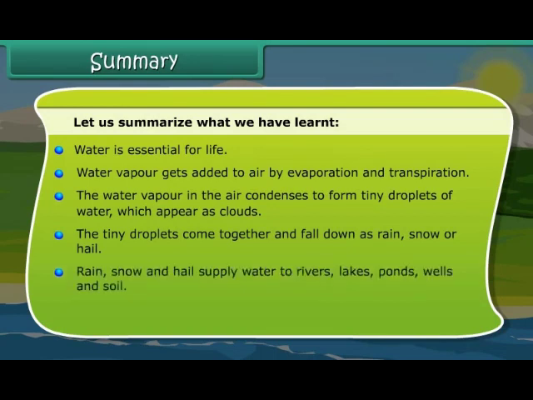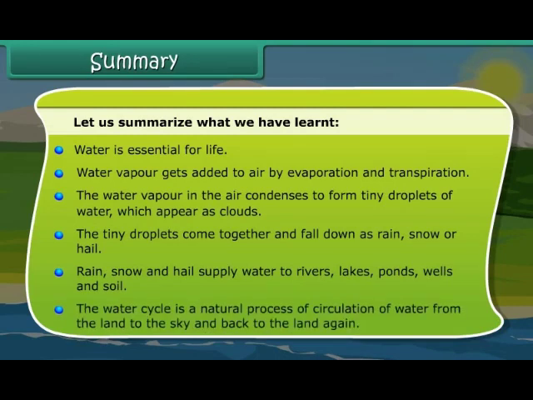Rain, snow, and hail supply water to rivers, lakes, ponds, wells, and soil. The water cycle is a natural process of circulation of water from the land to the sky and back to the land again.